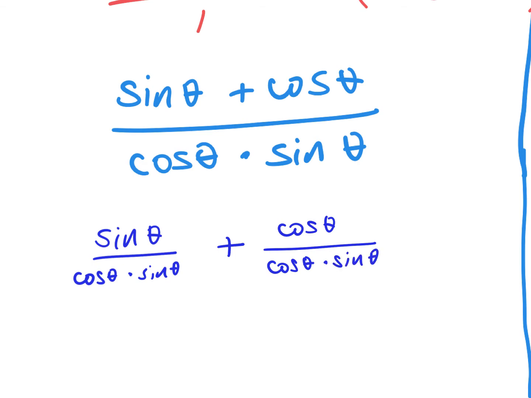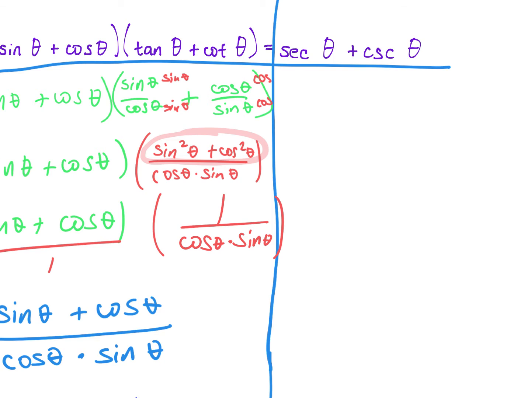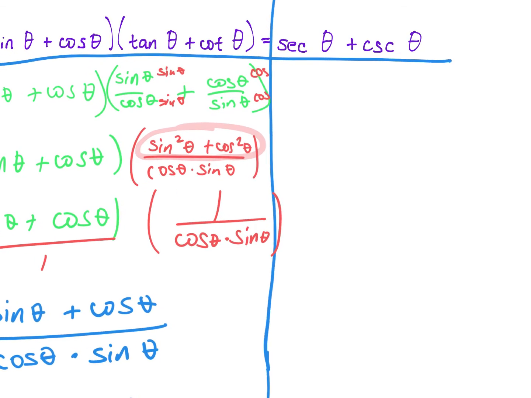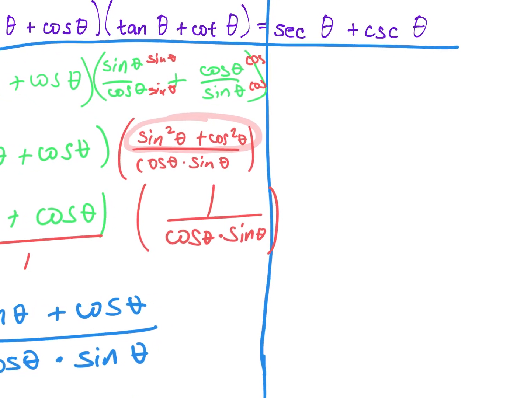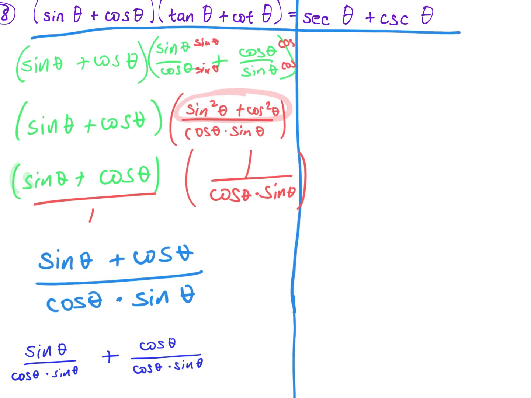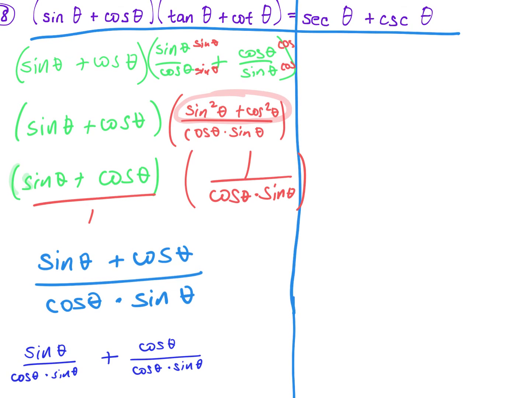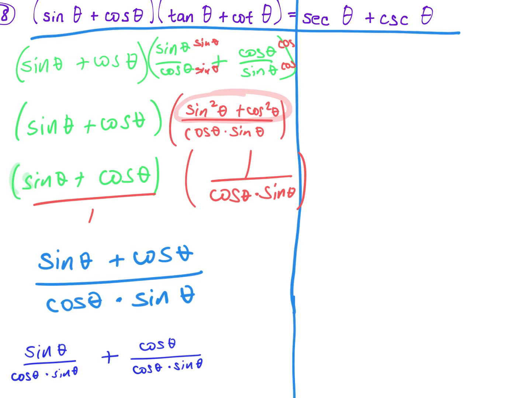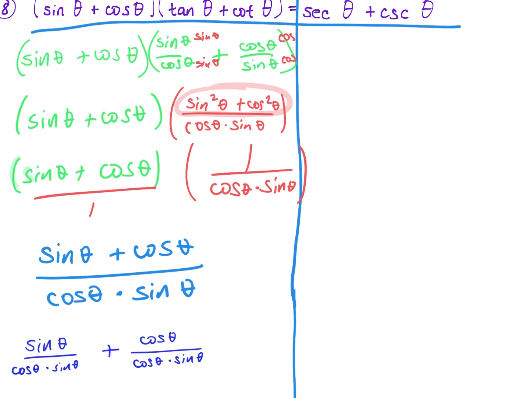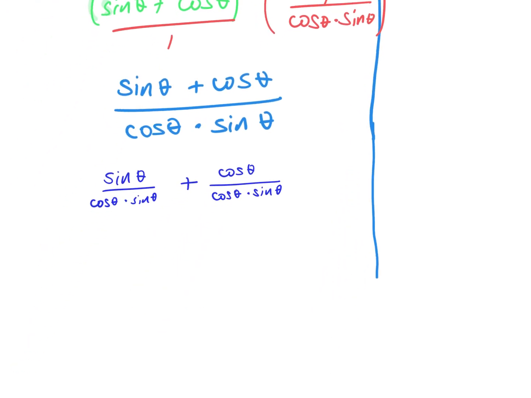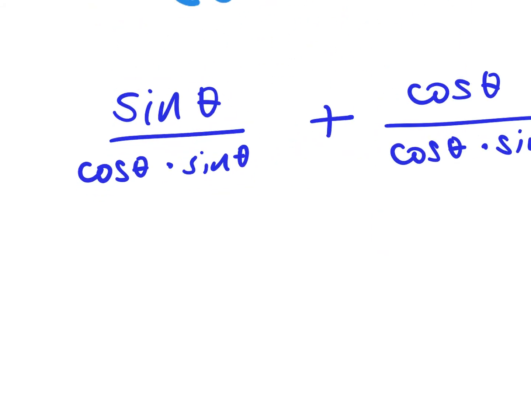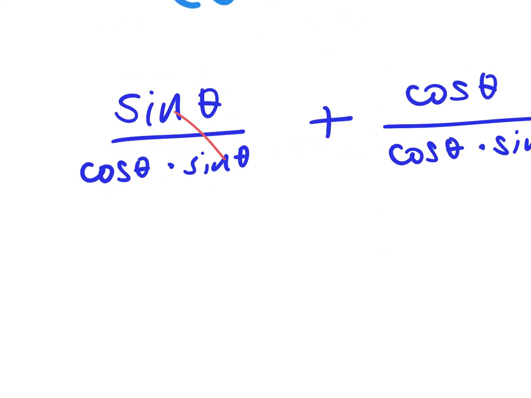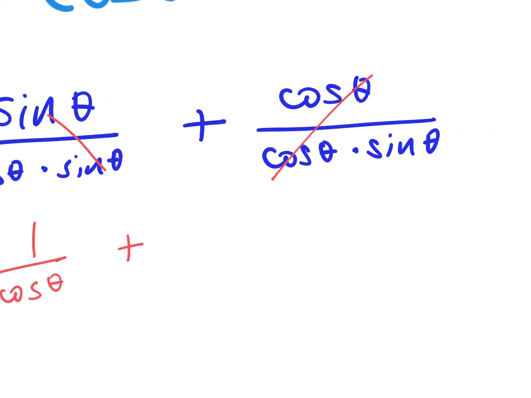Because where are we trying to get to? Use this as a guide. We're trying to get to secant plus cosecant. Well, what is secant the reciprocal of? Okay, so secant, cosine are together. What's cosecant the same as? Okay, so let's see if we've made any progress here. What cancels out in this fraction? So I'm left with 1 over what? What cancels out in this fraction? Cosine, so I'm left with 1 over sine.